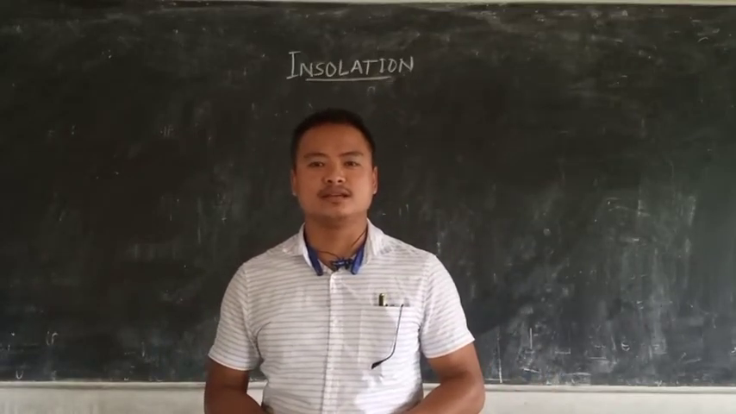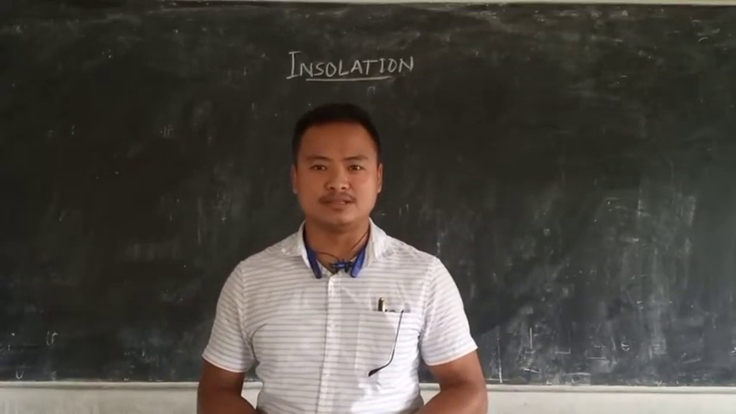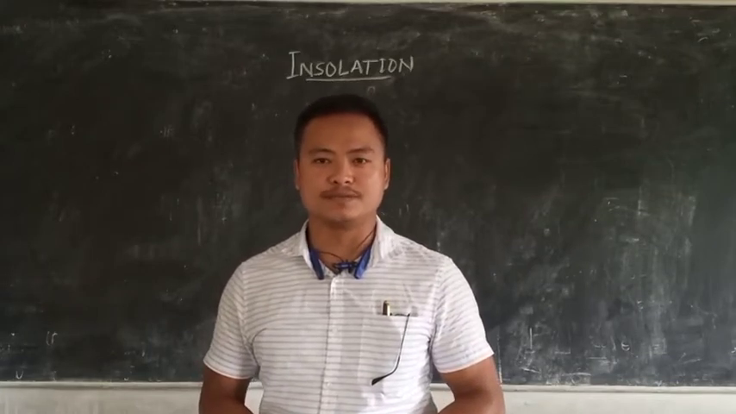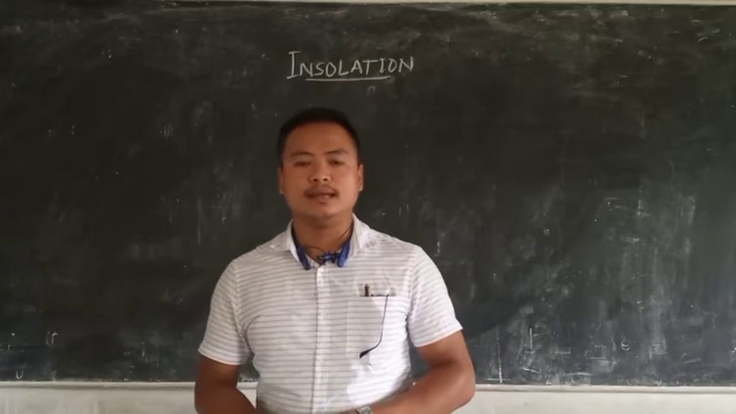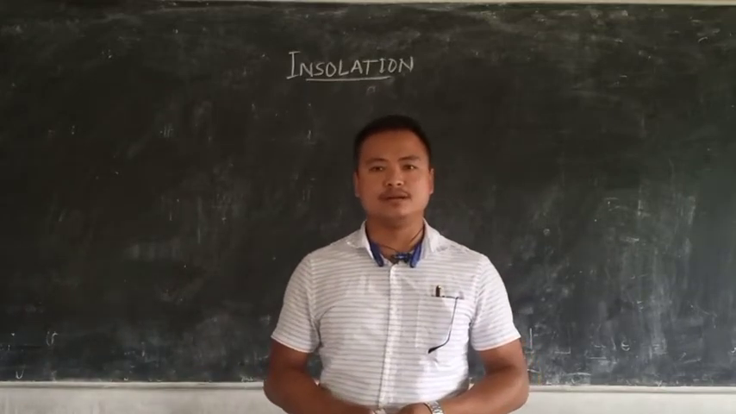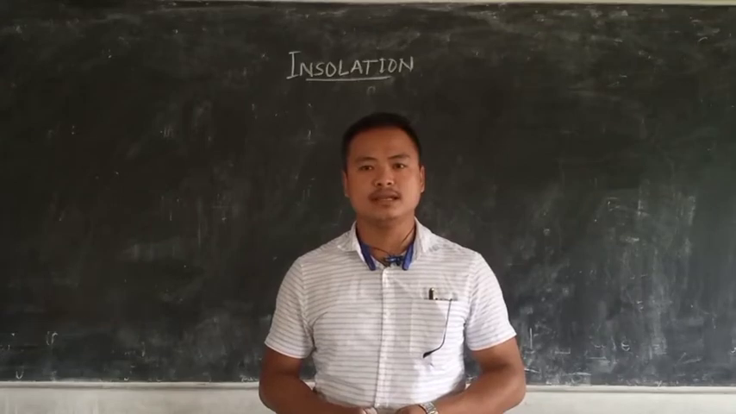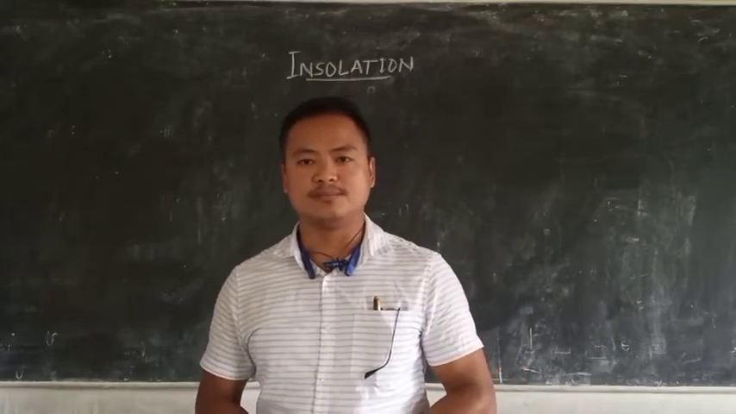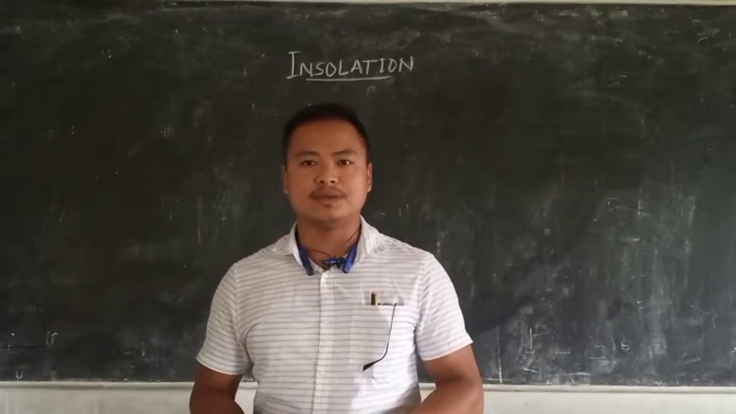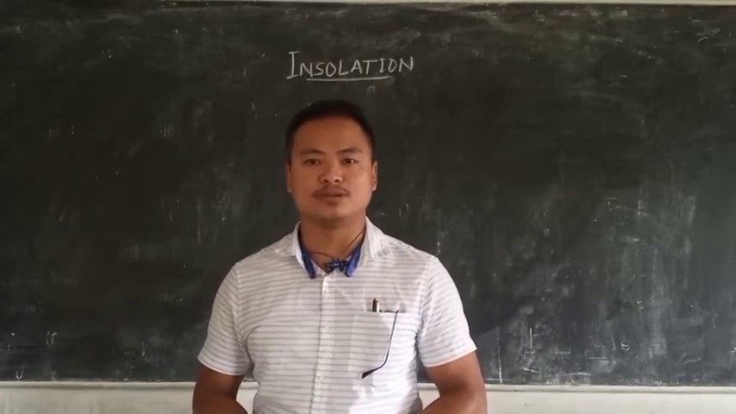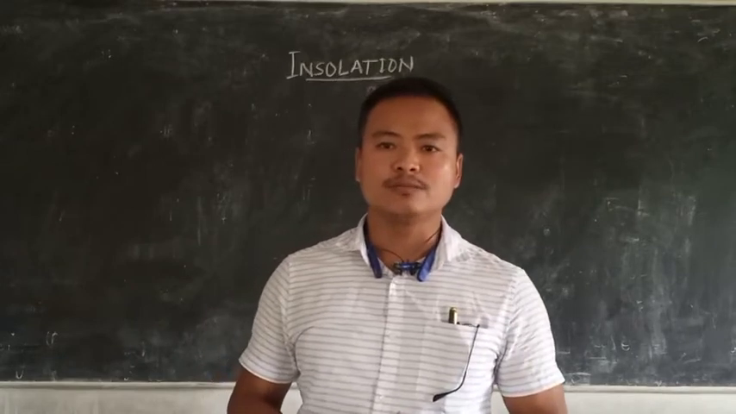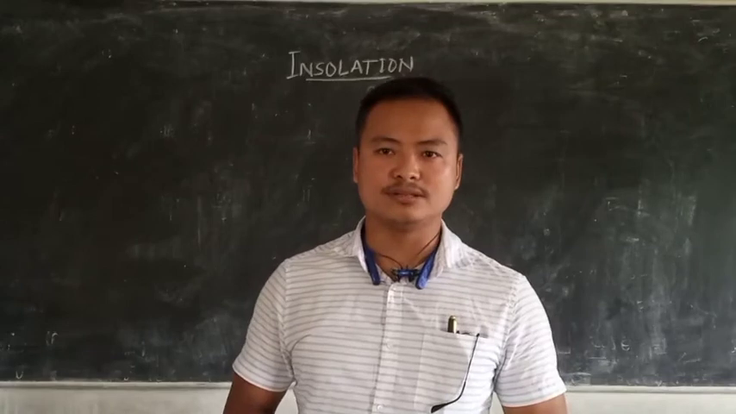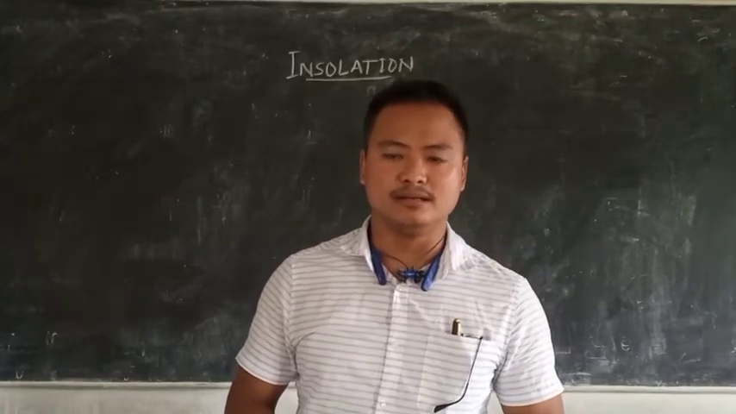So in today's class, we will be dealing with a new chapter, that is insolation. This is the second chapter of the topic atmosphere. And in this chapter, we will try to learn about what insolation is and the factors that affect the insolation received in a place, as well as the factors that affect the temperature of a place. So before we discuss the factors, let us first talk about insolation that is received by the Earth's surface.